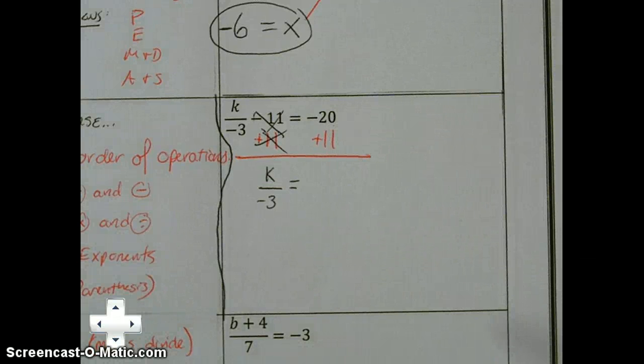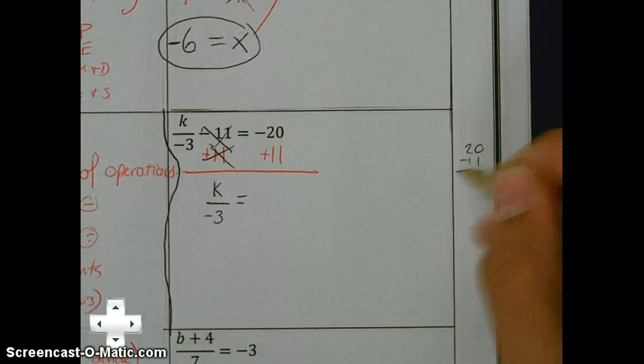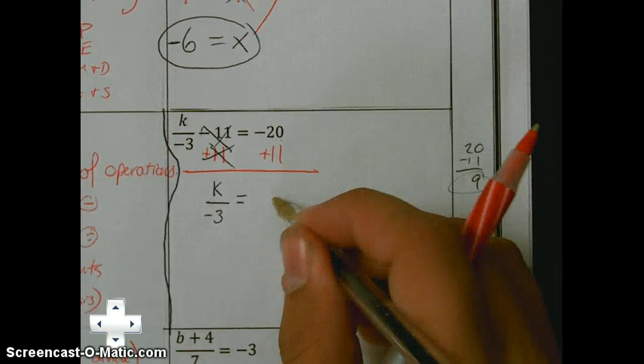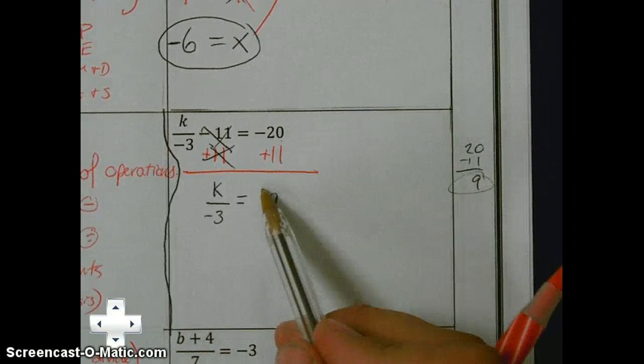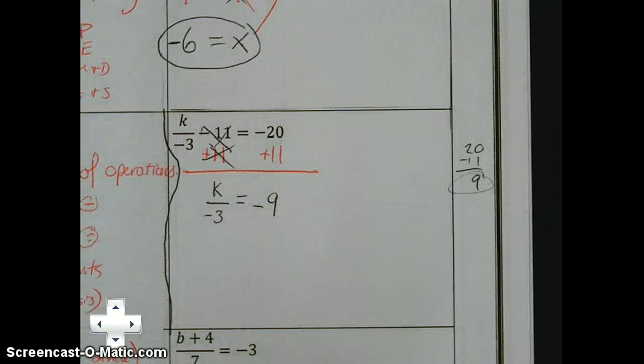Negative 20 plus 11. Now, if I follow my rules, I'm actually going to subtract and find the difference. Now, if you remember, our rule for knowing if it was positive or negative is to say, well, which one's bigger, the positive number or the negative? And the negative's bigger, so it makes that one negative.